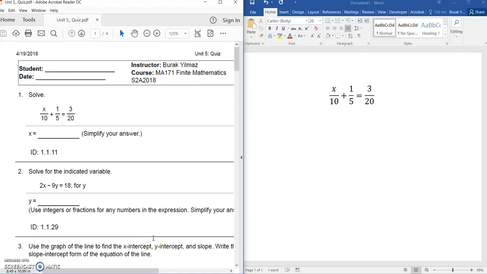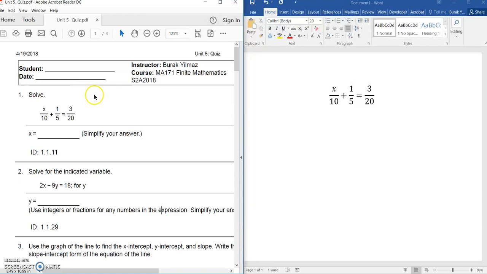Hello everyone, this is week 5, Unit 5 quiz. The topic this week is hopefully familiar to most of you. I'm guessing you would remember most of this stuff from high school algebra classes. So let's start with the first question.